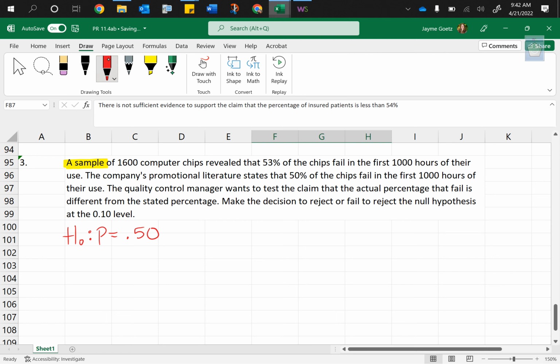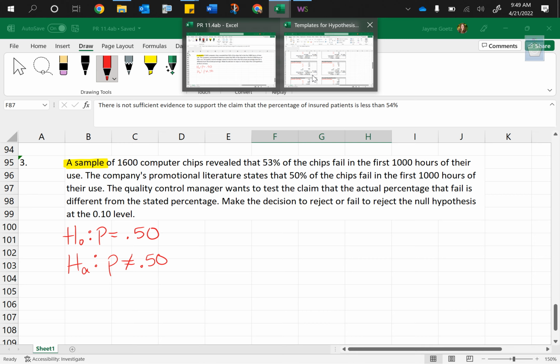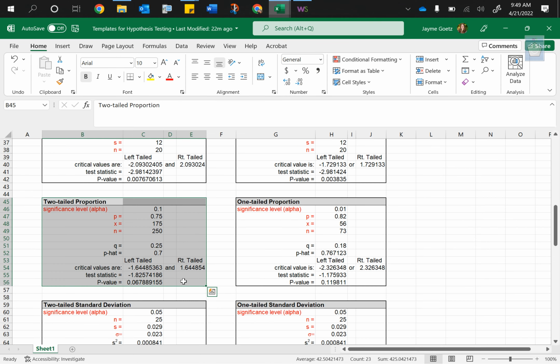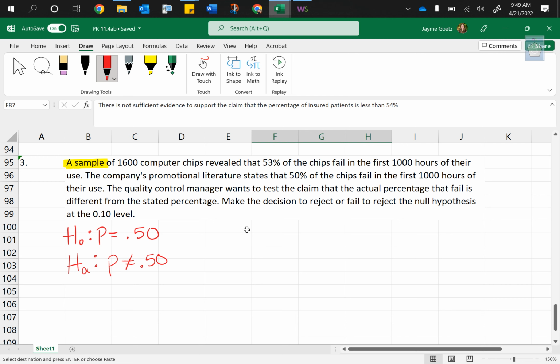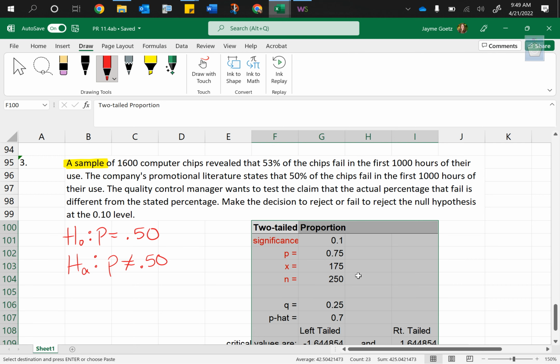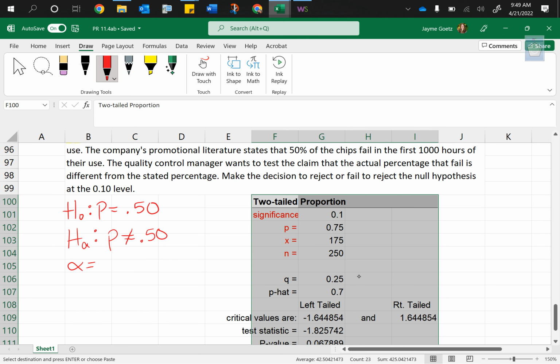Now, if we keep reading, what is the alternative hypothesis going to be? Very good. P is not equal to 0.5. They want it to be different. They didn't say greater than or less than. They just want it to be different. So is this going to be a one-tailed proportion or a two-tailed proportion? Two-tailed proportion. Let's go get that table, copy it over. And then we can fill in the information from there. So we need alpha, my p-value, my x value, and my n value.